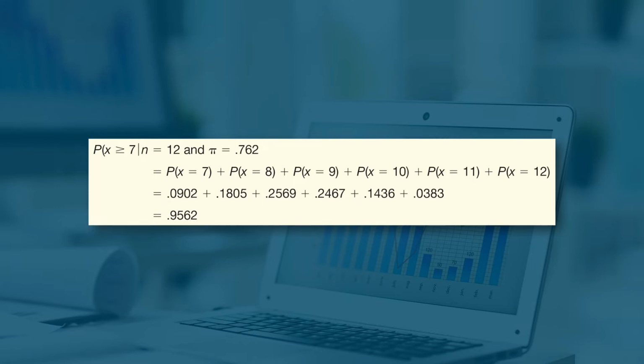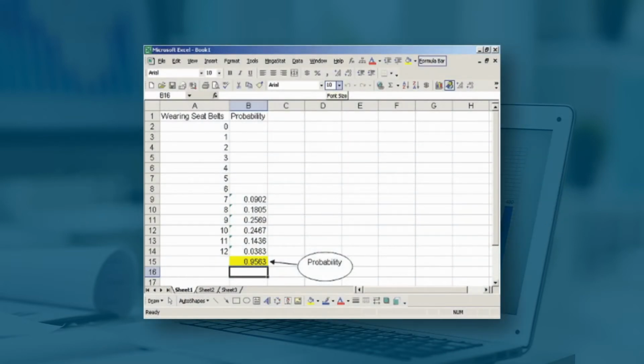The value of x varies, x is greater than or equal to 7, n is equal to 12, and the value of pi is 0.762. So we have put these values in the formula, and the value for x equals 7 is 0.902. The probability of x equals 8 is 0.1805. The probability of x equals 9 is 0.2569, and we calculate like that, and when we sum up, the value is 0.9562. So this is the way we have done it mathematically, and with the help of an Excel spreadsheet, we have got the probability.